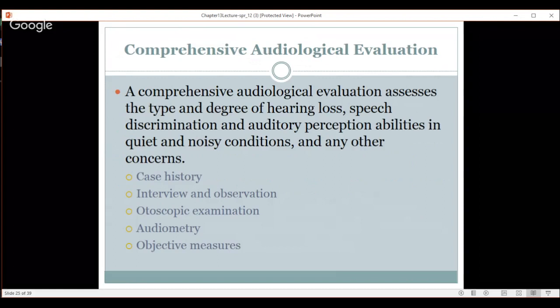Case history would then be completed as the first step in a comprehensive audiological evaluation. A parent or primary caregiver will complete the case history form and possibly an interview with the clinician. These are important for uncovering further concerns or behaviors related to auditory problems, and will help the clinician to determine the primary reason for the referral.